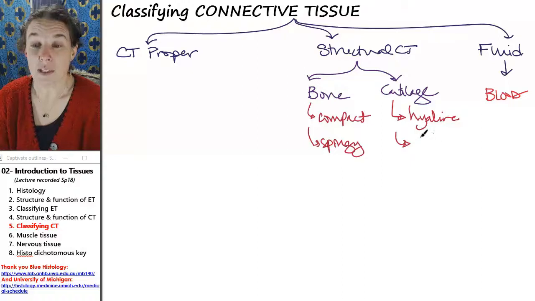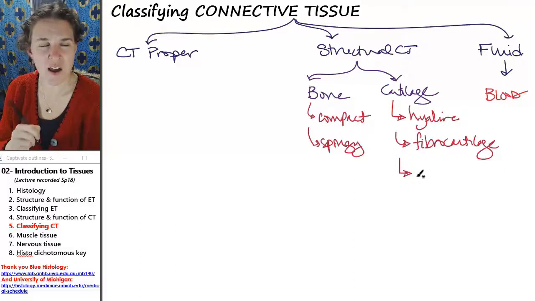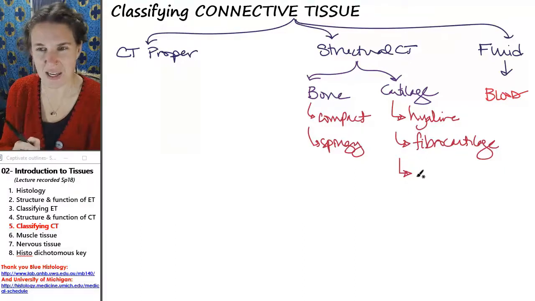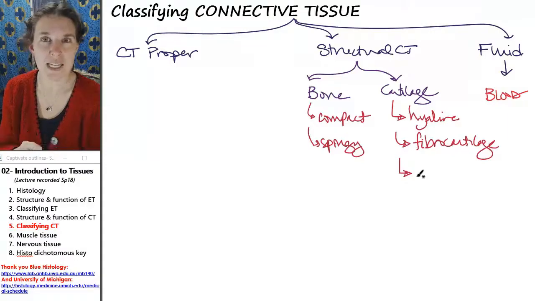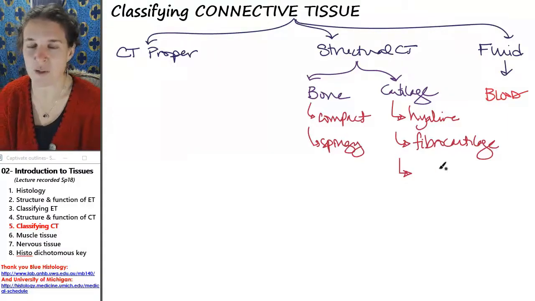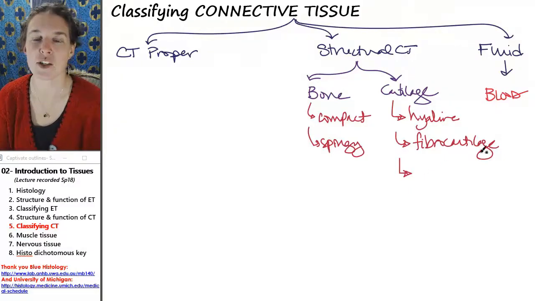We also have a substance called fibrocartilage. Fibrocartilage is super tough. The fibers in fibrocartilage are crazy strong collagen fibers. And fibrocartilage is found in places where you have grinding, the menisci in your knees. Those are made out of fibrocartilage. The intervertebral discs in your spine are also fibrocartilage.